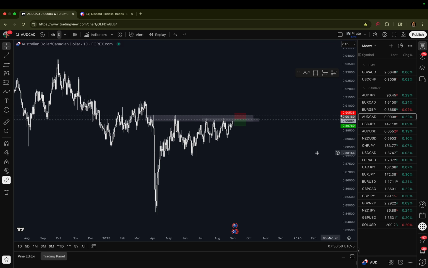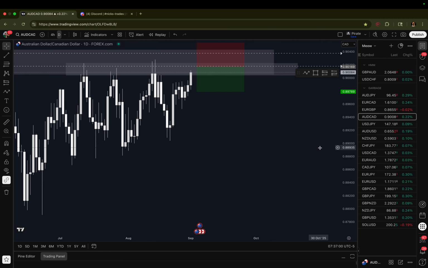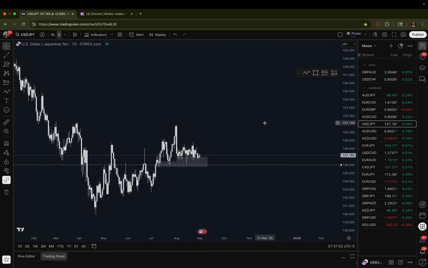There's a lot of the other setups I was looking at that I didn't really find much on. There's pretty good trading opportunities on a couple things this week.